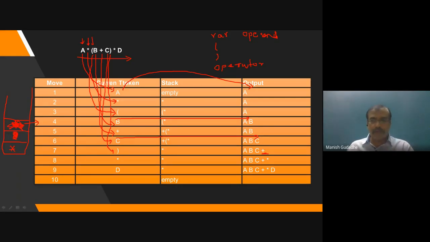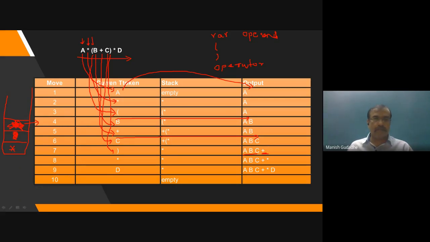Right now, what is the position of the stack? The stack is having only an asterisk symbol in it. And what is the position of the output? We have three operands and one operator in it.